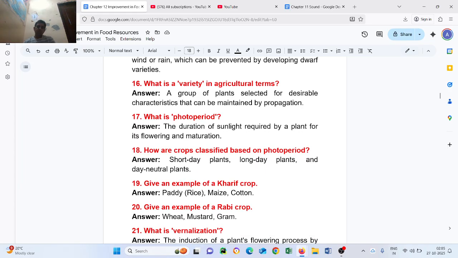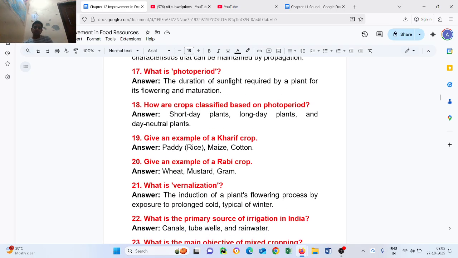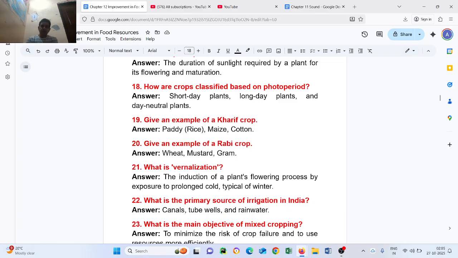Question number 19: Give an example of a Kharif crop. Paddy, rice, maize, cotton. Question number 20: Give an example of a Rabi crop. Answer is wheat, mustard, gram. Question number 21: What is vernalization? The induction of a plant's flowering process by exposure to prolonged cold typical of winter.